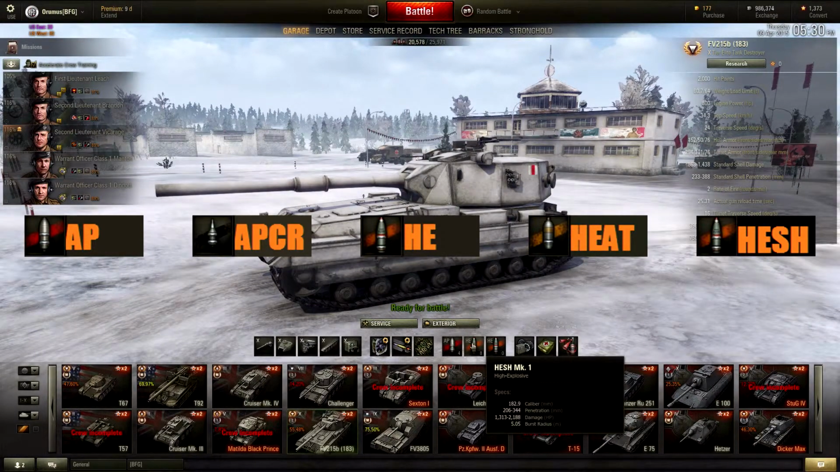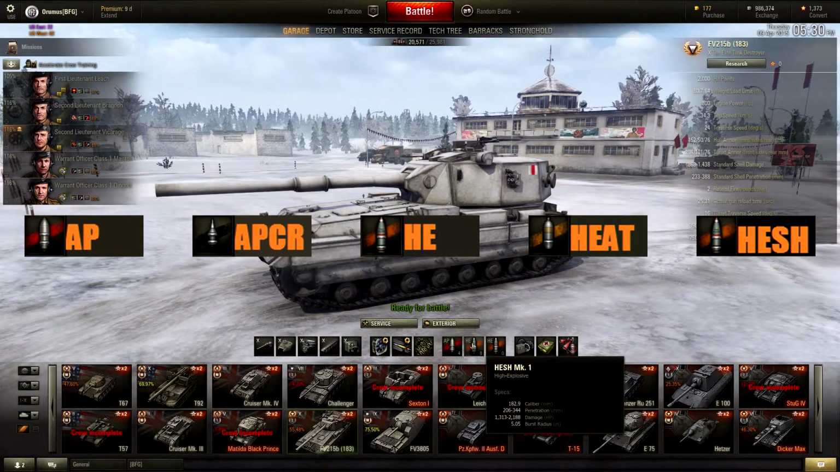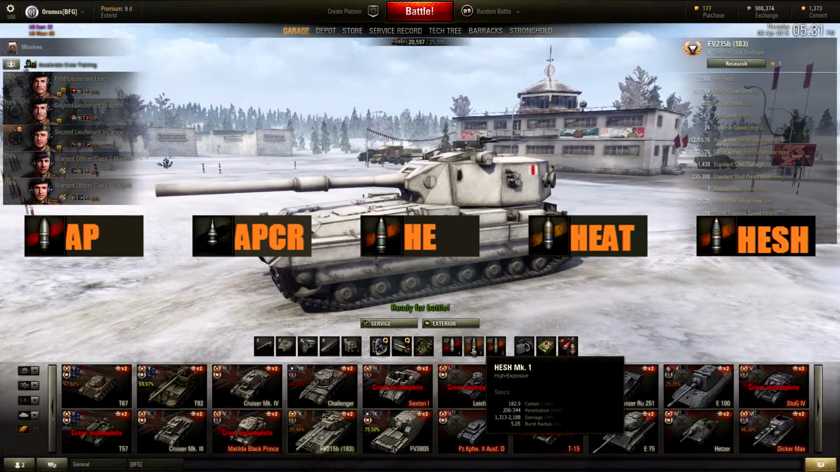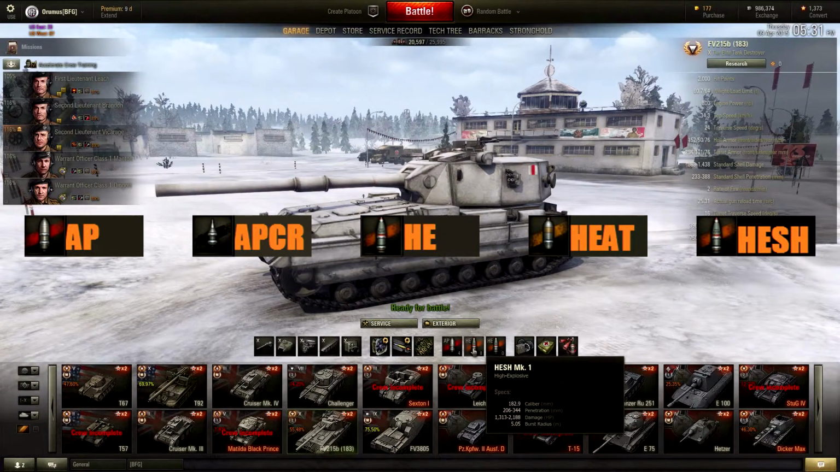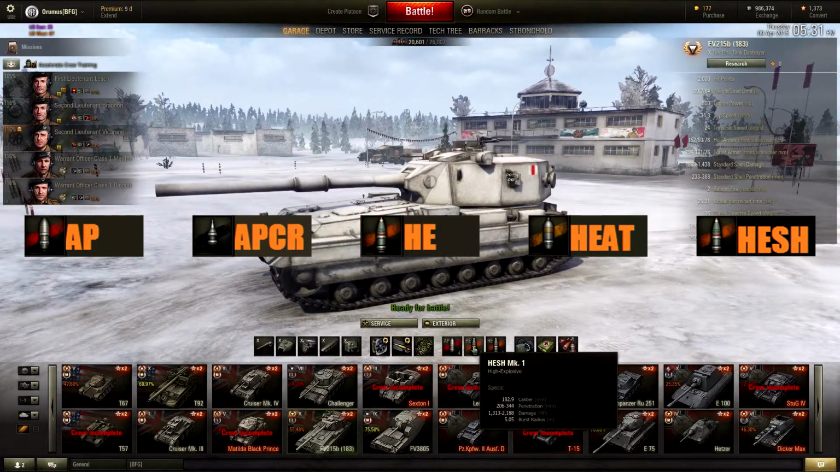However, I did mention earlier that AP and APCR suffer from lessening armor penetration over distances over 100 meters. HEAT, HESH, and HE have no penalty. So it doesn't matter if you're shooting at 80 meters or 300 meters. HEAT, HESH, and HE still have whatever penetration value you rolled when you first shot your gun, whereas AP and APCR will lose some penetration after 100 meters.